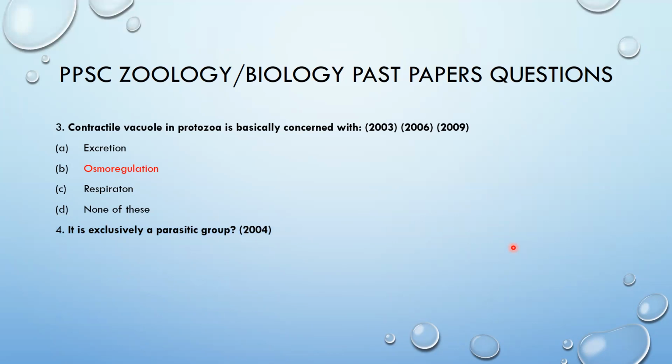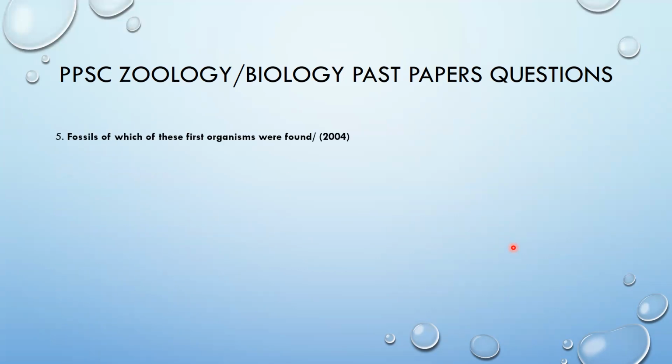Number 4, it is exclusively a parasitic group. So the sporozoa, these are exclusively parasitic in nature. This question has been taken from the PPSC Zoology exam 2004. Number 5, fossils of which of these first organisms were found? So these are protozoans. And this question is also taken from 2004.